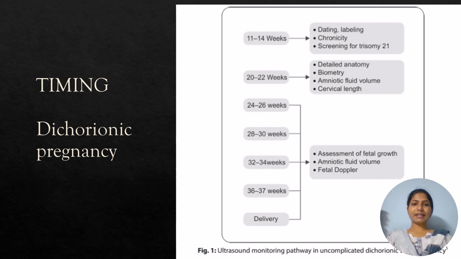So during these so-called growth scans, we have to assess the fetal growth and the amniotic fluid volume, and if there is any discrepancy in the fetal growth, then we have to do the fetal Doppler. This fetal Doppler has to be done, and the stage-wise assessment of risk has to be identified, and this helps us to decide the timing and mode of delivery.